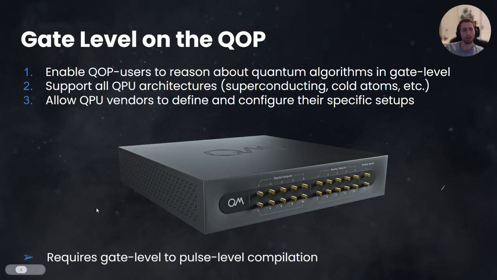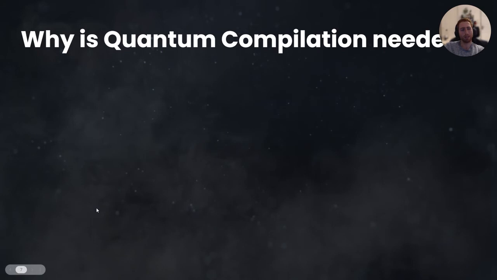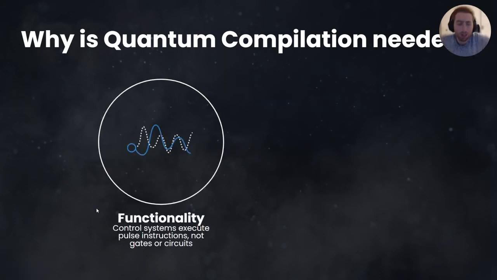This requires a gate level to pulse level compilation. Compilation, I mean a few things, but why is it required? So let's talk about quantum compilation. The first reason we need quantum compilation is simply functionality, right? So the hardware doesn't understand our mathematical abstractions. Gates and circuits are in the end some mathematical construct that is easier for us as humans to reason with, but the hardware in the end works with pulses and instructions.